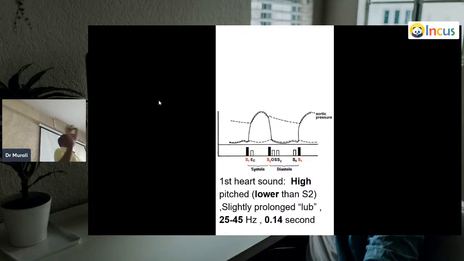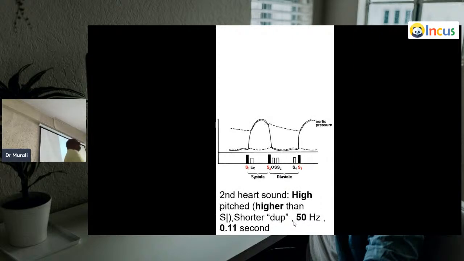A honeybee, the sound that comes, honeybee, is an example of high frequency, low amplitude. Respiratory sounds also have low amplitude, high frequency. All right. So for every murmur, and every heart sound, you should know high frequency or low frequency. Right. So first heart sound is high pitched, low amplitude, and lub is what you listen. 25 to 45 hertz is the frequency, and 0.14 seconds is the duration. Please don't forget these values.